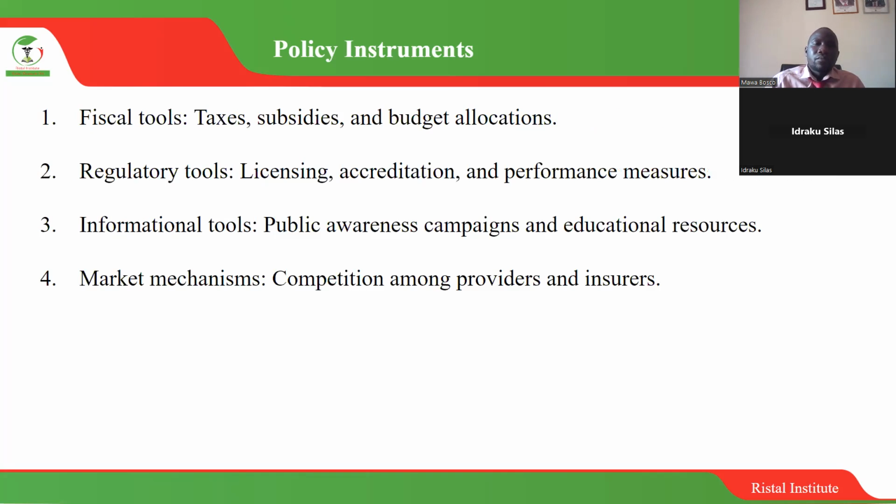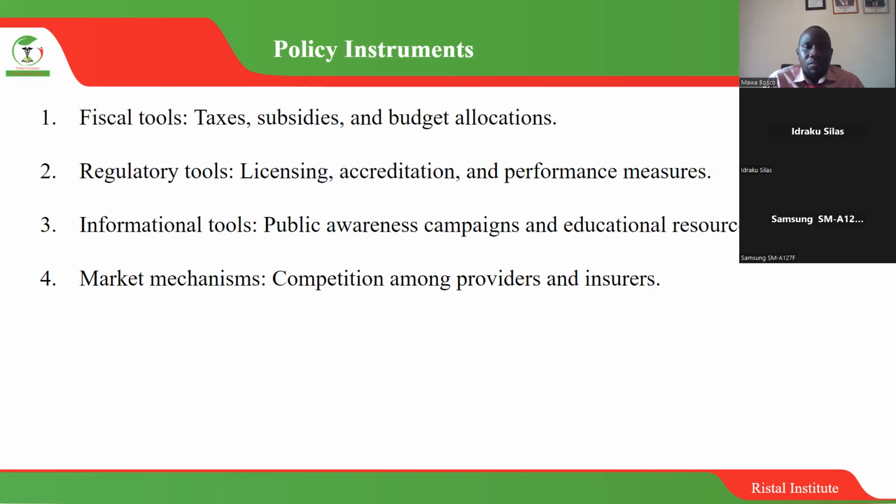So the examples are related to the ones that I've just described. One is the fiscal tools. These are tools related to money, okay, or finances. I've given examples of smoking, the importation of tobacco, issues to do with alcohol, and then subsidies for people who are doing good things, and then also budget allocation, allocating money from the national budget to address certain problems, okay?